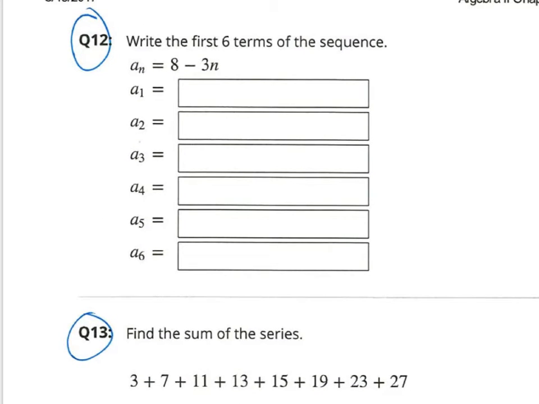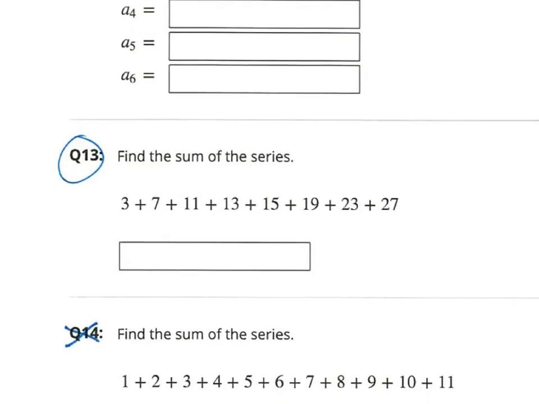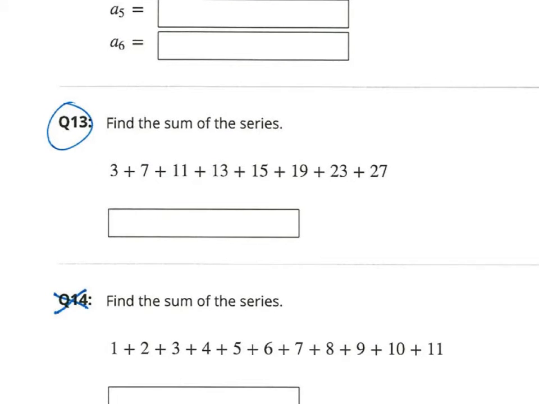For number 12, you're to write the first 6 terms again, just like we did in the other one. Just plug in the number where the n is. So it's going to be 8 minus 3 times 1, or 3 times 2, and all the way down through the first 6. Moving on to number 13, you want to find the sum of the series. If we're finding the sum, you just got to add those all up. That's it.